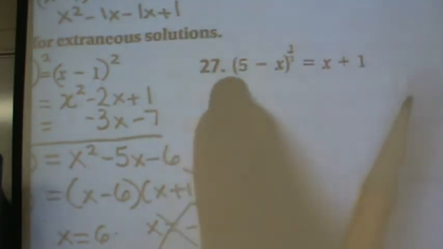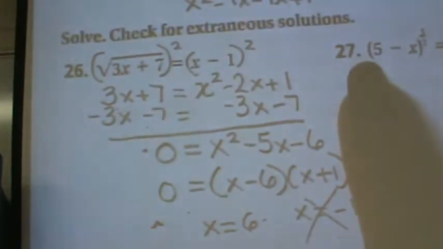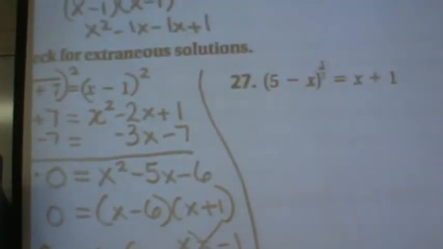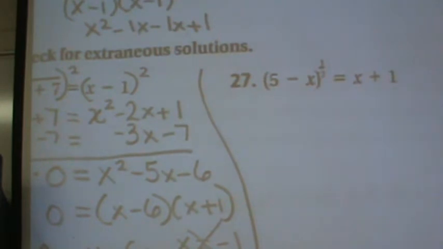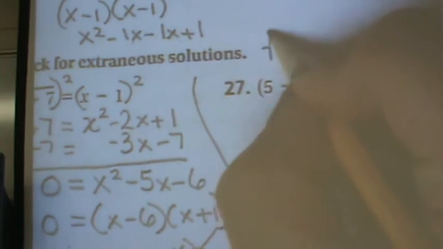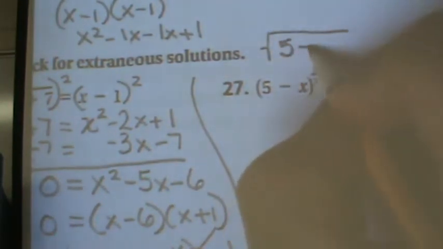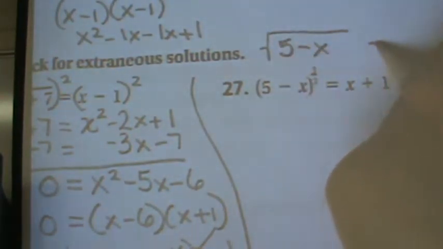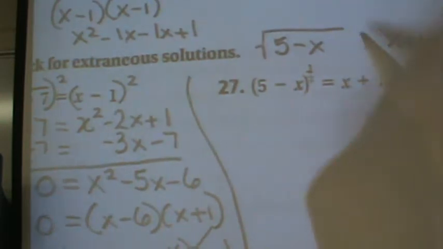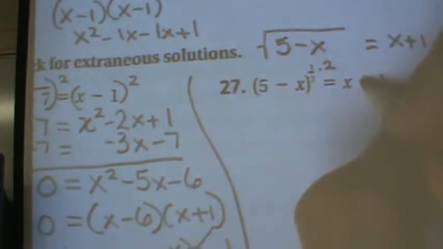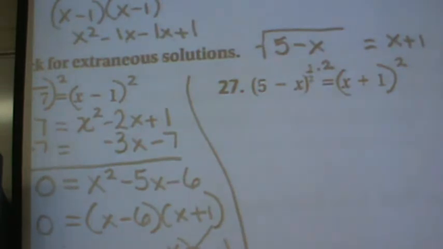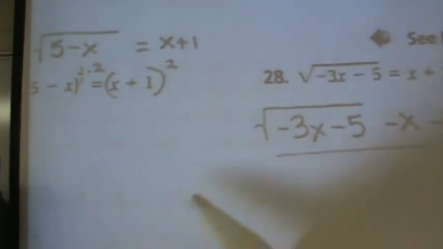Now, is 27 any different than the previous problems that we've done? No. It's still square root. Why is it still square root? Because the bottom number is the index. So this really says 5 minus x, it's the square root. So what are you gonna do? You're gonna square this side, so how do we do this one? Square that side.